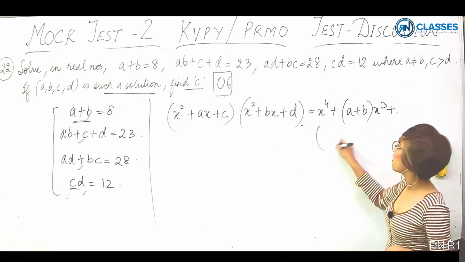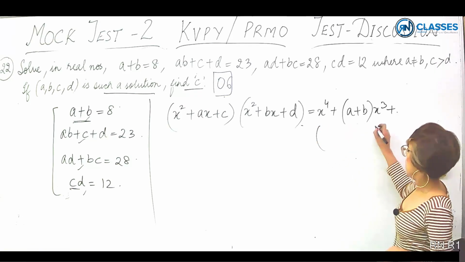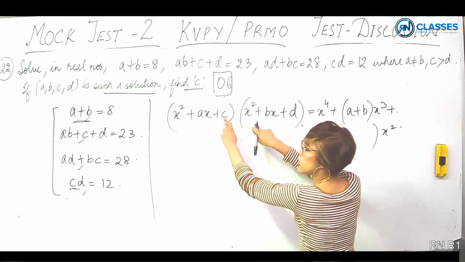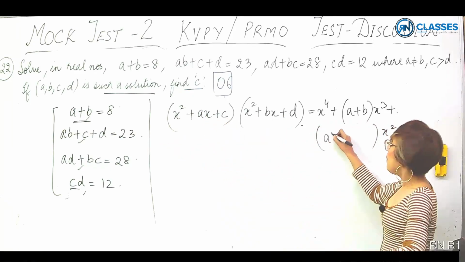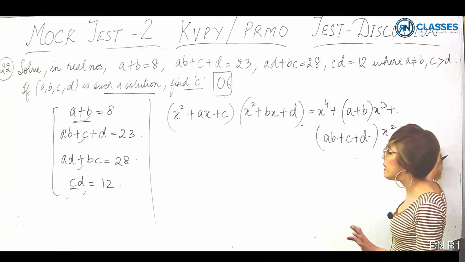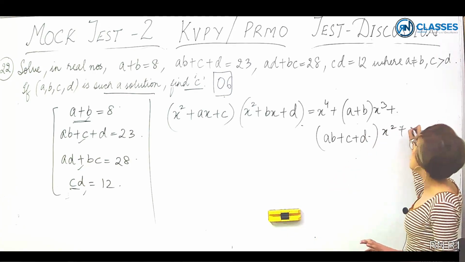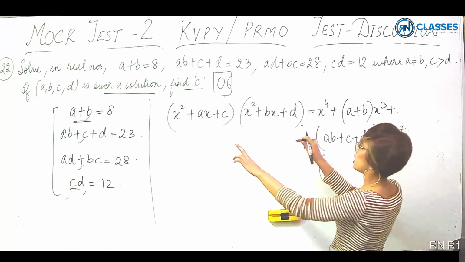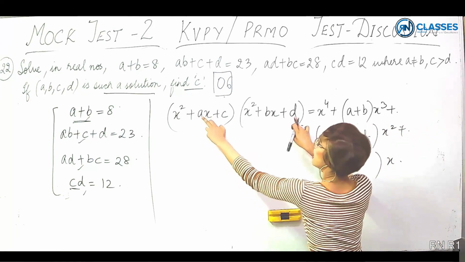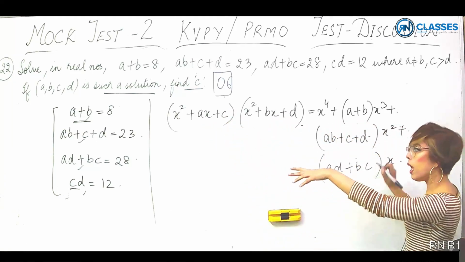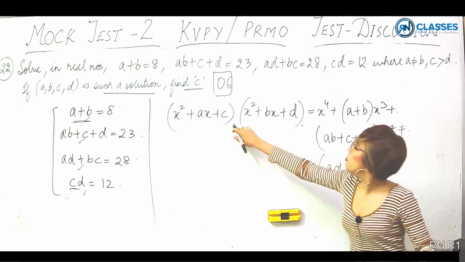Now, coefficient of x square I'll write. So, that is d plus ab plus c, ab plus c plus d. There might not be a coincidence here. So, something is happening. Plus, now coefficient of x I'll write, which is ad plus bc. And obviously, the last term would be cd.